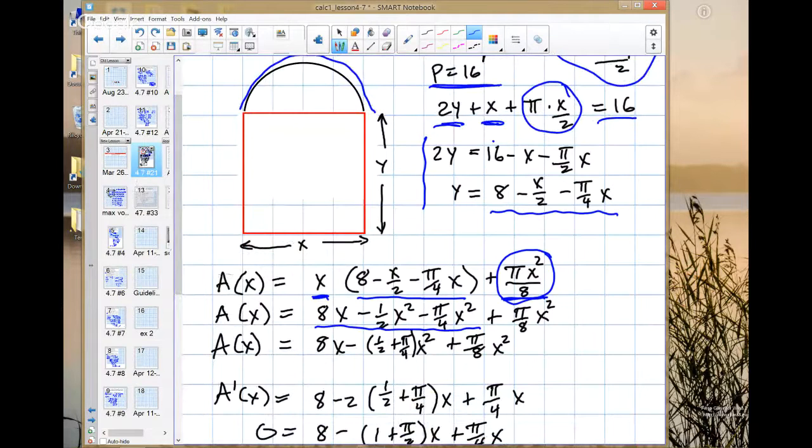Anyway, when you take the derivative, the derivative of 8x is 8. And then here we have what? For this term, we have a power rule, -2. Constant stays the same, lower the power by 1. And then for the last term, power rule, 2 times pi over 8 is pi over 4, reduce the power by 1. All right.